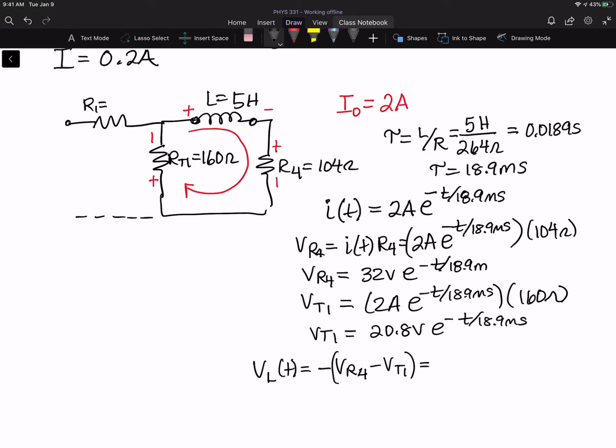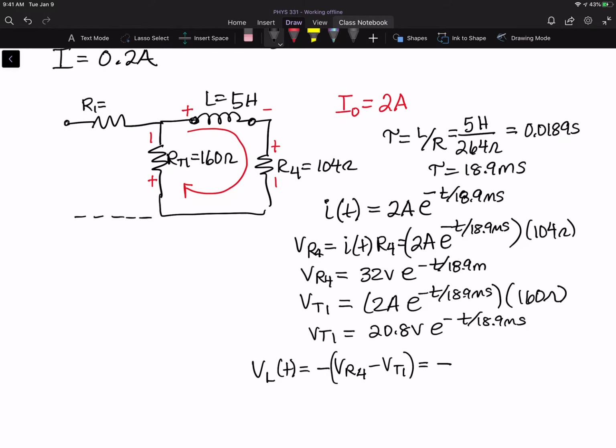So if I add those together and combine those results, I end up getting that the voltage across the inductor as a function of time is negative 52.8 e to the minus t over 18.9 milliseconds, which is basically just telling us, that negative sign is telling us that the polarity in the picture is not the actual polarity. It's flipped the other way in order to produce that short-lived current through those resistors.